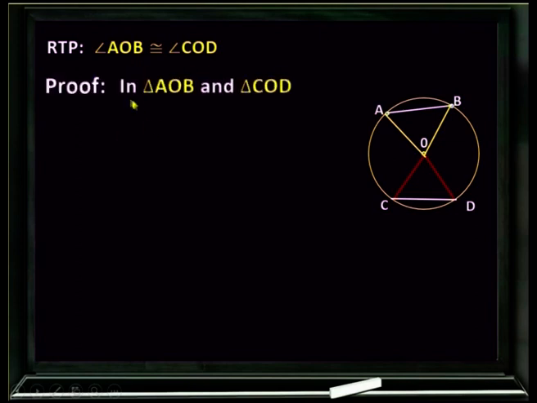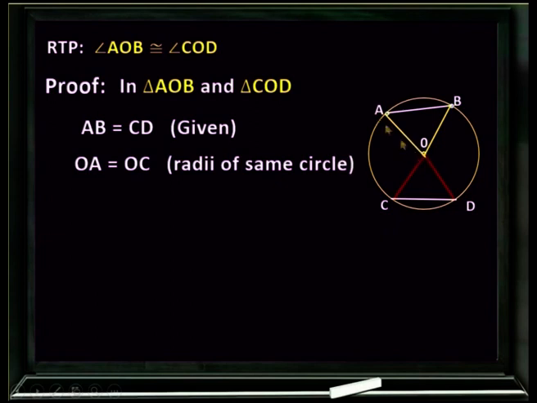So for proving, in triangle AOB and triangle COD, AB is equal to CD. AB and CD both are equal. This is given because we have taken equal length chords. So AB is equal to CD, both equal chords, and OA is equal to OC. This is OA and this is OC, because both OA and OC are radii of the same circle. Radii of the same circle are always equal. OB is equal to OD. This is also radii of the same circle.